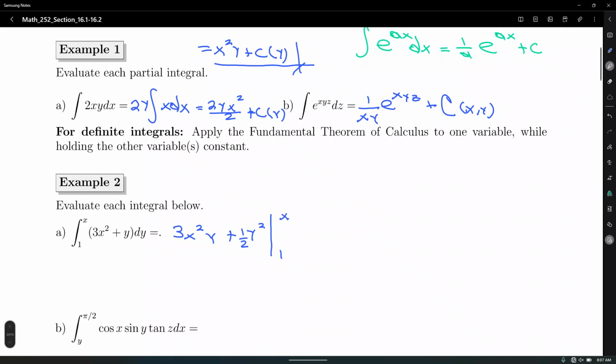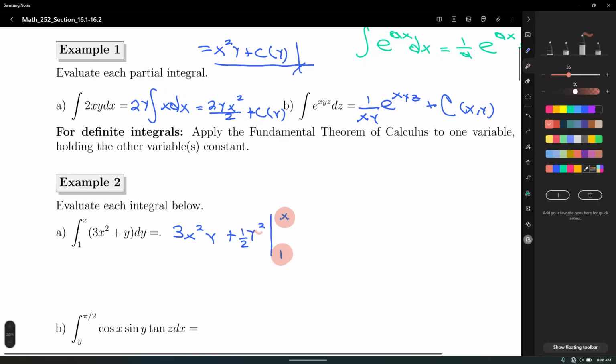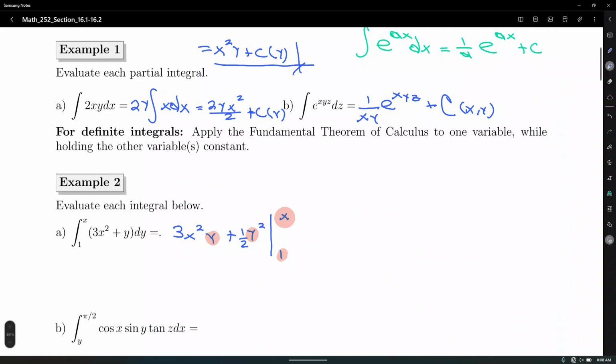However, be careful, and I'm going to be highlighting this for the first few examples, or maybe for a while, so we don't lose track of what we're doing. Notice limits of integration are only going to be applied to the variable we integrated with respect to. That is, these limits, 1 and x, just apply for the variable y, and leave the x alone. All right?